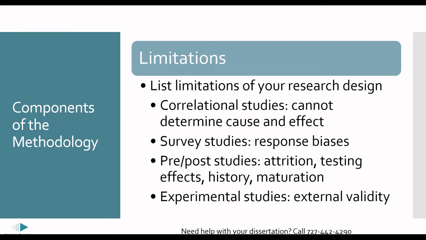So for instance, in a survey study, if you talk about response biases, you may want to talk about how you are mitigating response bias, such as social desirability bias, by making your survey anonymous if possible, or assuring your participants that their responses are going to be confidential so that your participants will be more comfortable answering the questions honestly.